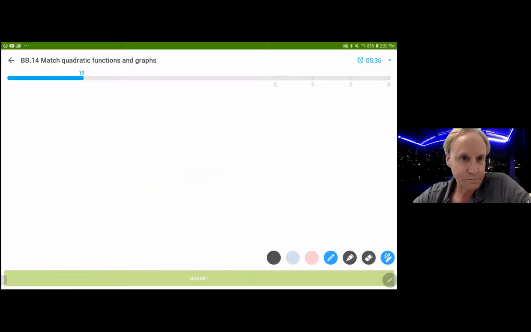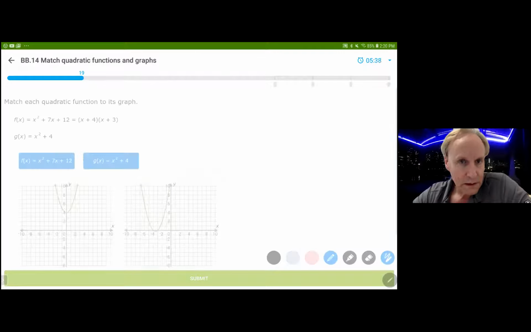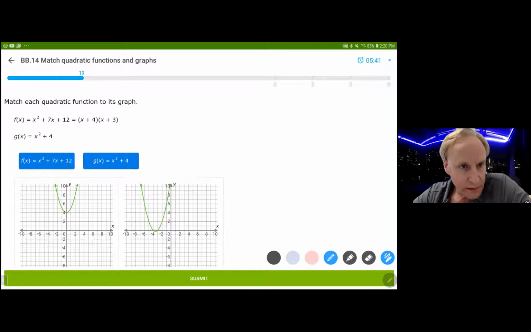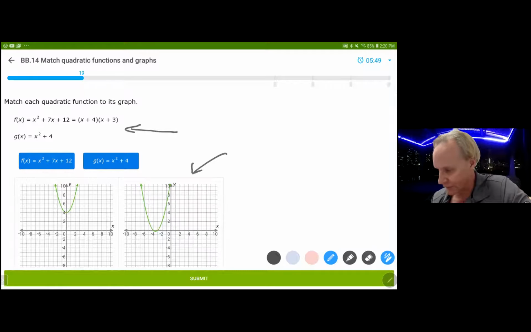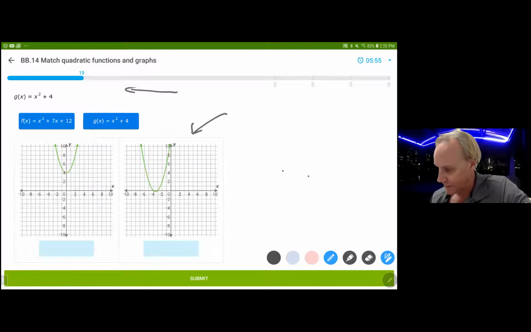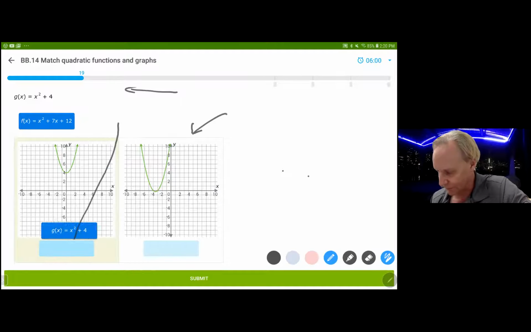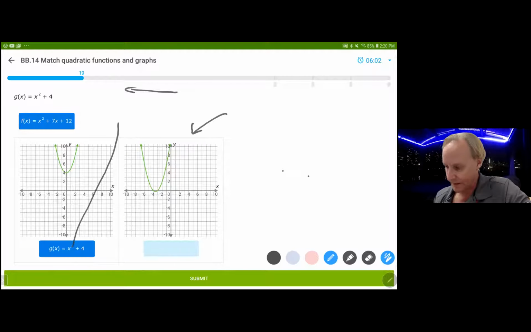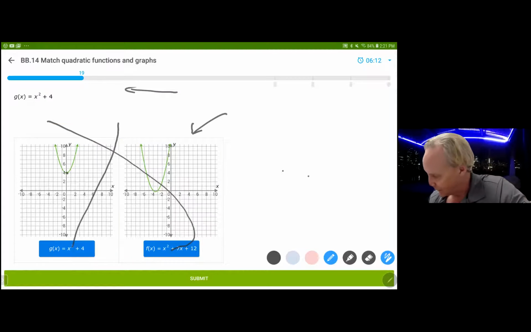Let's see about this one. Now this one, oh, okay. In this one, we know it goes through -3 and -4, and that's the zeros for this one. And so they're giving you some extra information, not that we really needed it. Here's the x squared plus 4. We can see it's x squared plus 4 here. Clearly, 0, 4 is your y-intercept. This one has a y-intercept of 12. We can't quite see it, but it's there. So there it is.